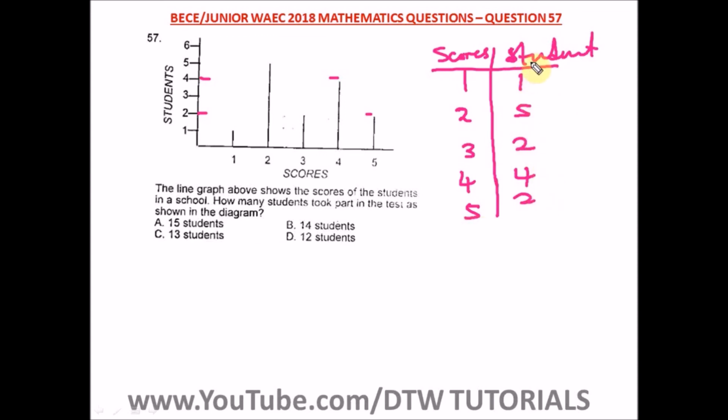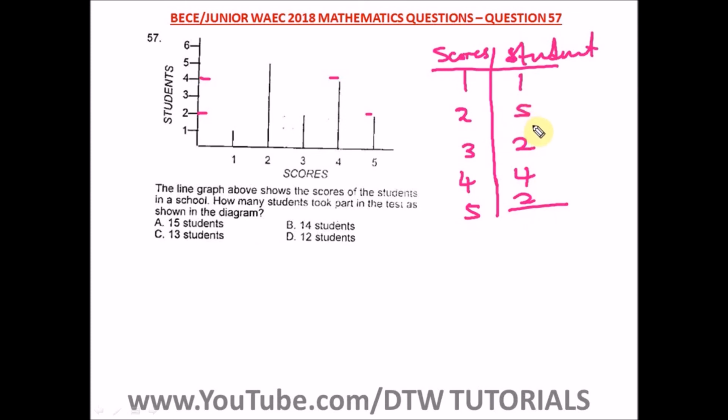The question says how many students took part in the test. So the total number of students is what we have to add, not the scores. The score 1, 1 student got it. The score 2, 5 students got it. The score 3, 2 students got it. The score 4, 4 students got it. And the score 5, 2 students got it. So we add up all the students to know how many wrote the test.